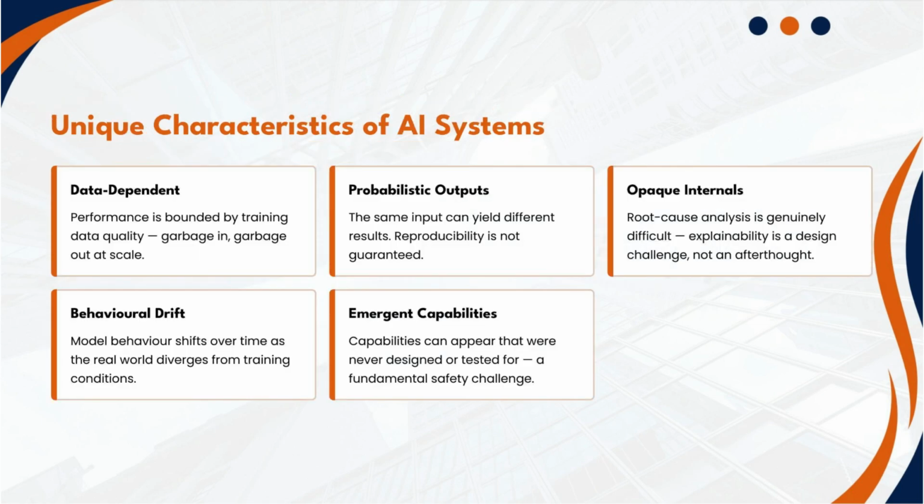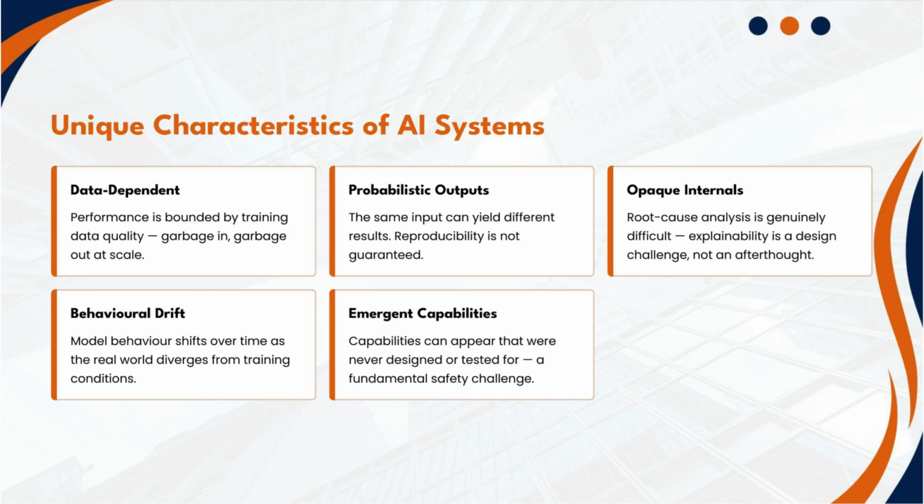Alright, here's the video that explains everything that follows. What actually makes AI systems different? 5 characteristics. Let's walk them. First, they're probabilistic. Traditional software gives you the same answer every time. AI gives you a most likely answer with confidence attached. Ask it twice, you might get 2 answers. Your testing approach assumed determinism.